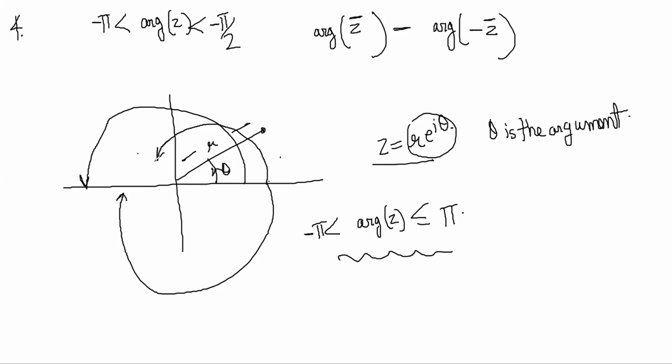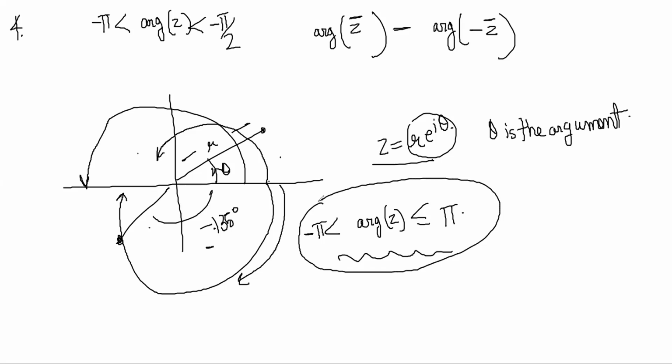But if your complex number is in the third or fourth quadrant, you will specify the angles from this side and call it minus of that angle. So if it is here, I would have called it minus 135 rather than plus 225, right? So you always keep your arguments in this range.